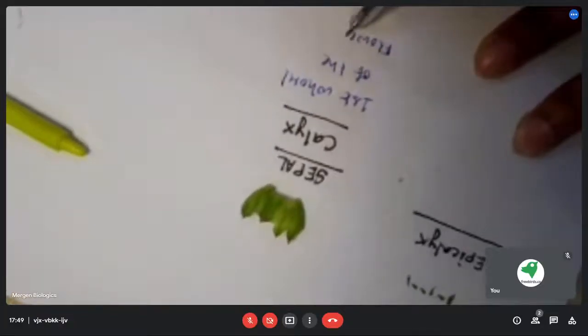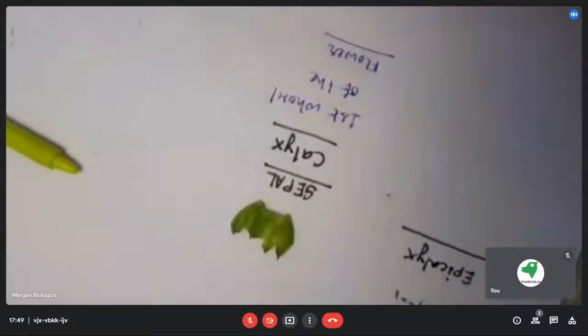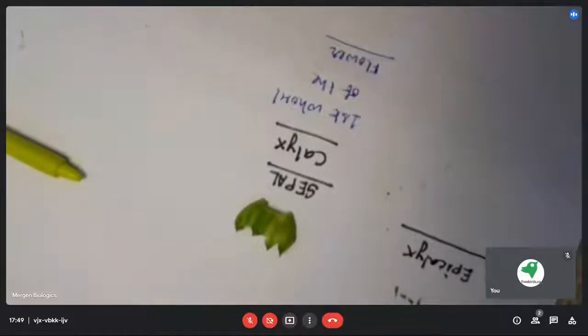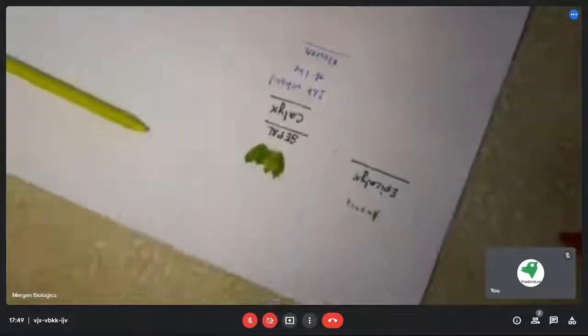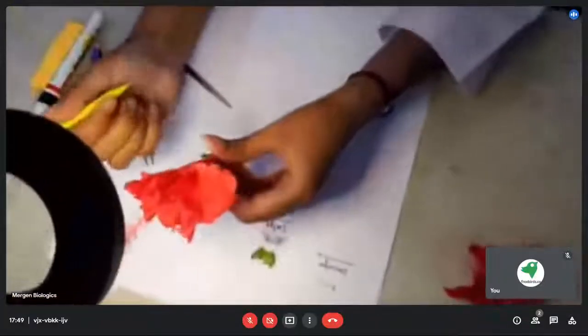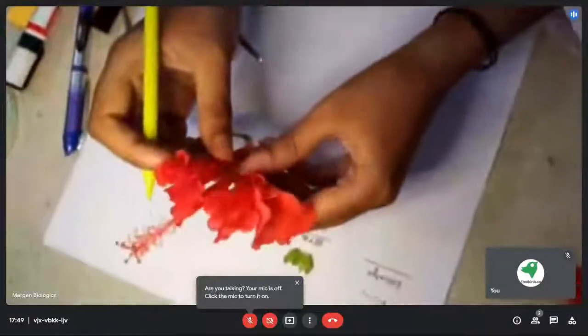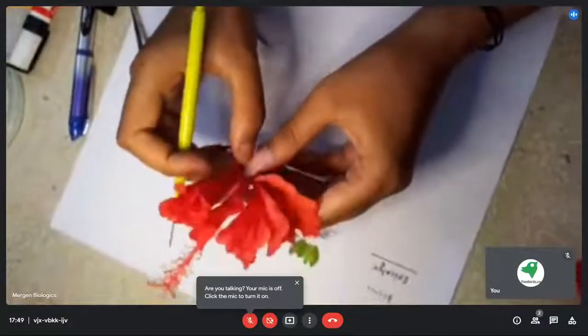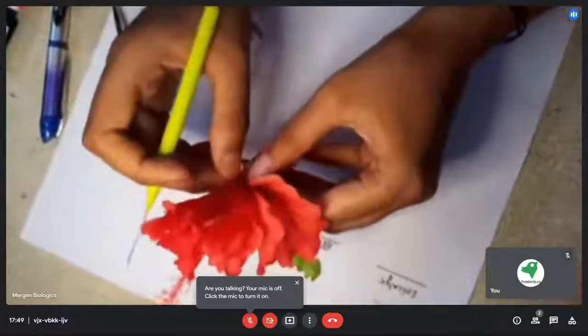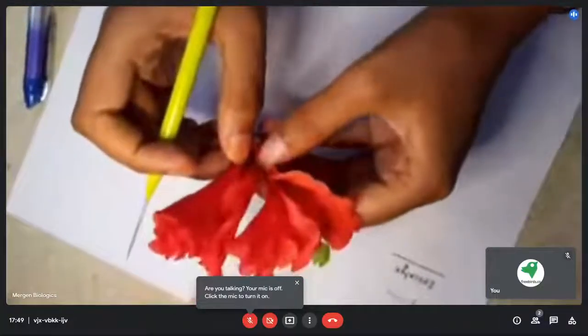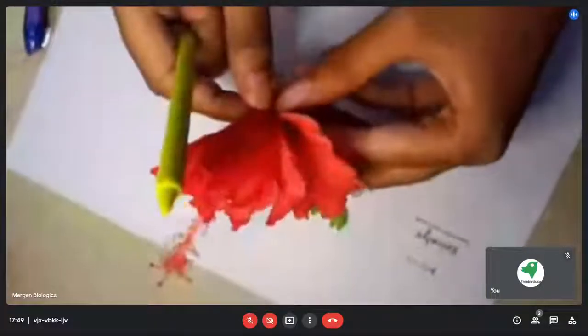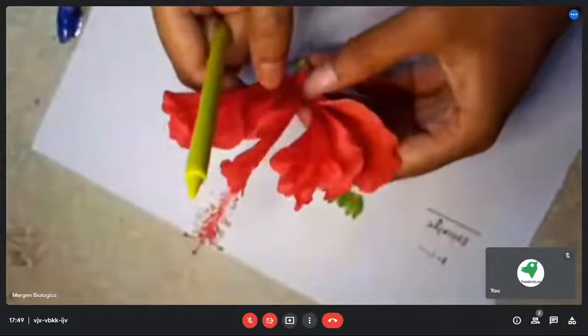Not only this flower, in every flower, sepals are known as the first whorl of the flower. Then we are starting with the second whorl of the flower, that is this red part, which we call petals. And another term for these petals is corolla. So the whole name is corolla.